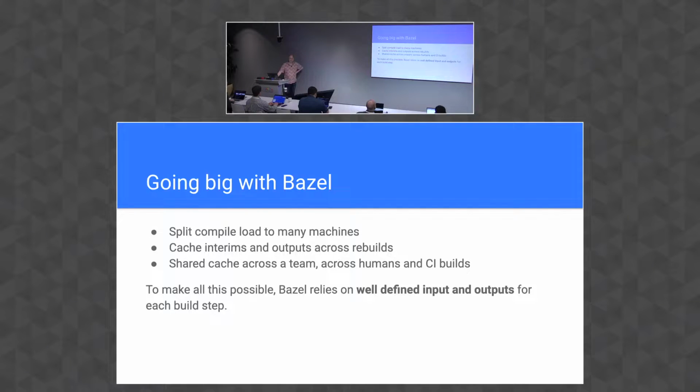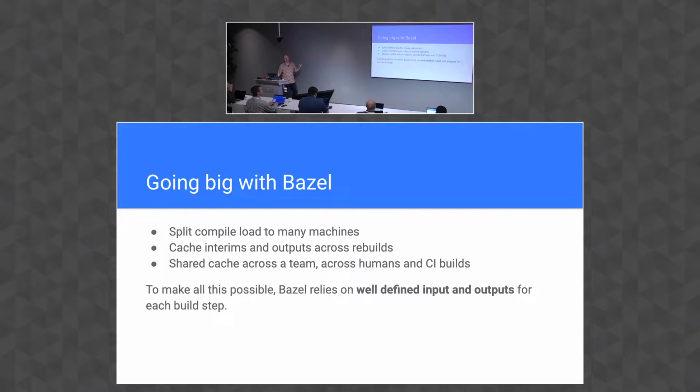Again, the point of Bazel is to handle big things. So you have to be able to do things like split your compiler load across many machines and cache interims, share that cache between a CI and a bunch of developers and so on. Other people are talking about that. But underlying all of that is the notion that your individual steps have to have these well-defined inputs and outputs.